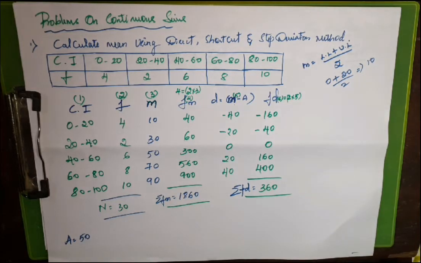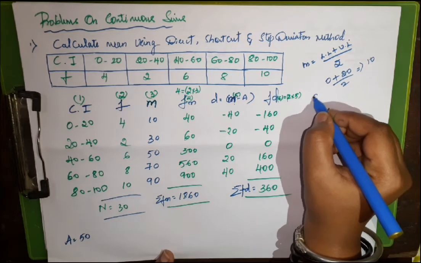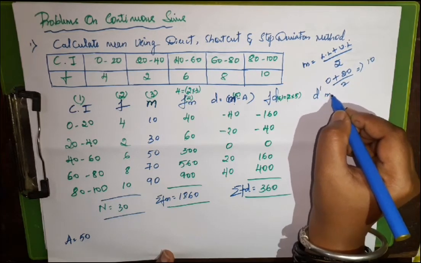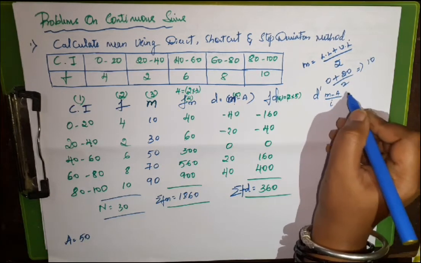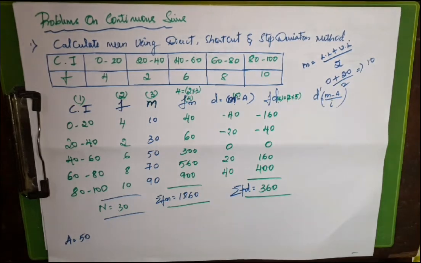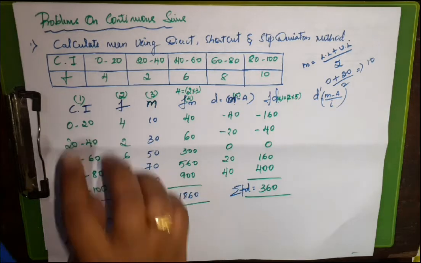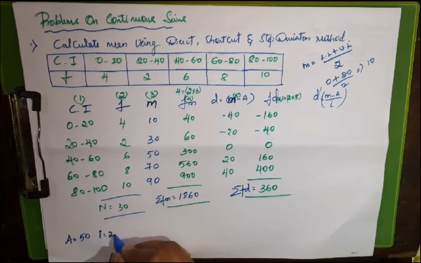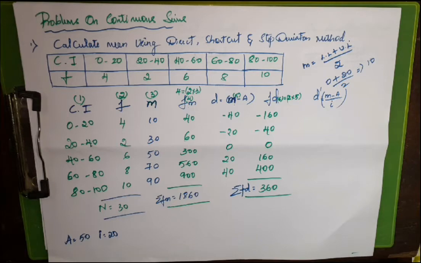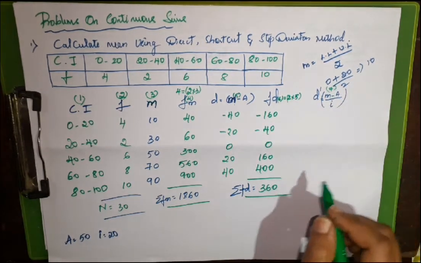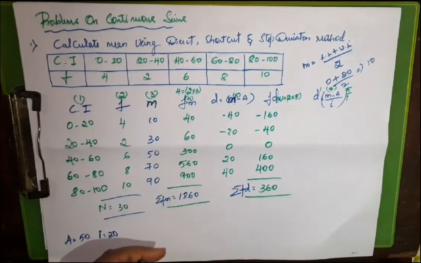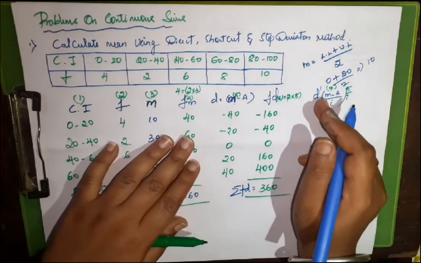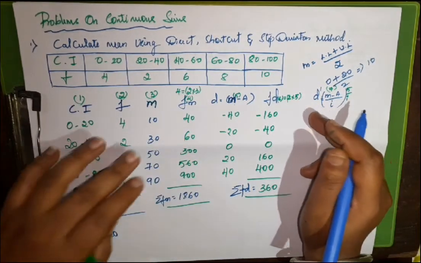Okay, then we have to find d dash, that is m minus a by i, right? So i is the difference of the class intervals. As per this sum, we have i as 20. Okay, you can directly do this by taking the fifth column divided by i, and you are getting the deviations.